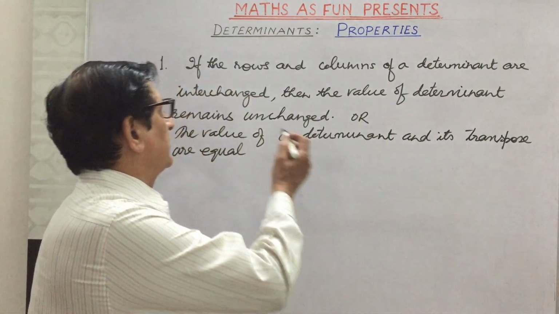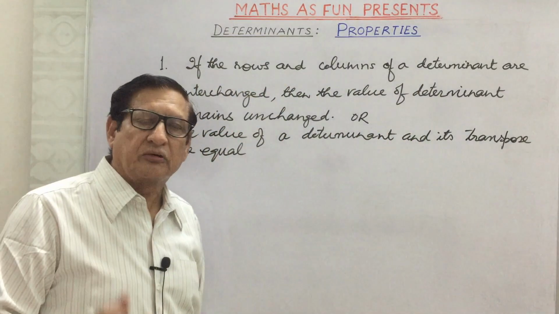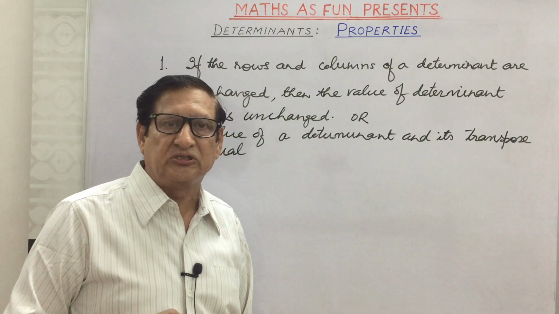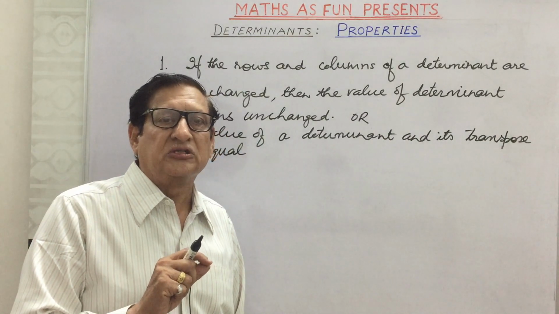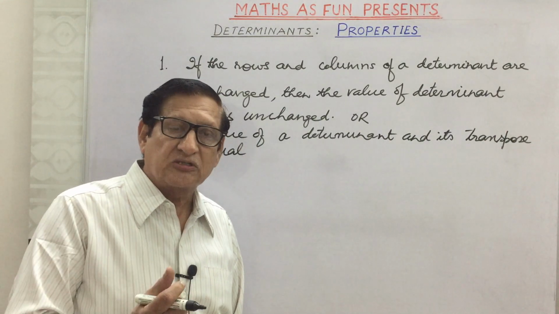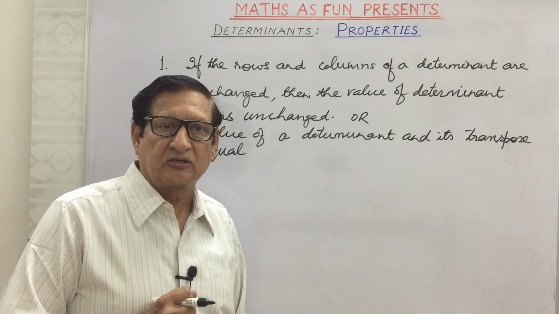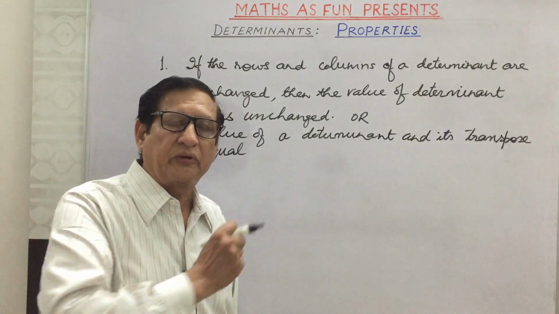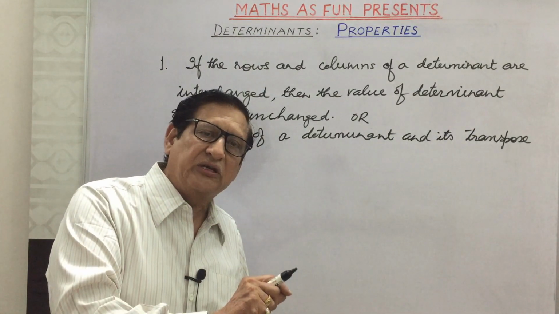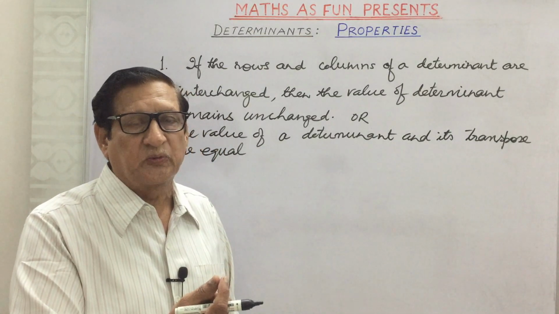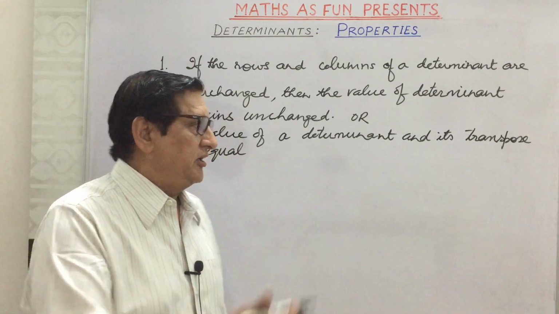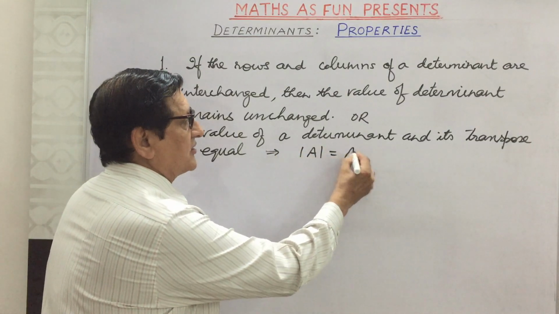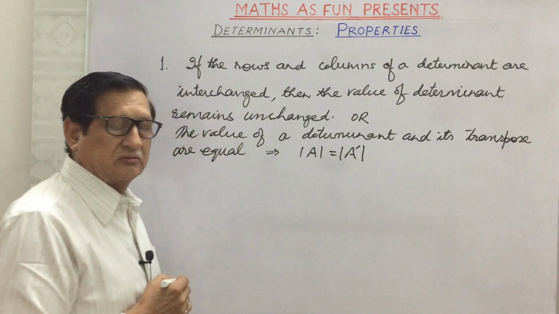The first property is: if the rows and columns of a determinant are interchanged, then the value of the determinant remains unchanged. We know the meaning of interchanging the rows and columns. It means making the transpose of a matrix or a determinant. So we can remember this property as: the value of a determinant and the value of its transpose are equal. That is, determinant A is the same as determinant of A dash.